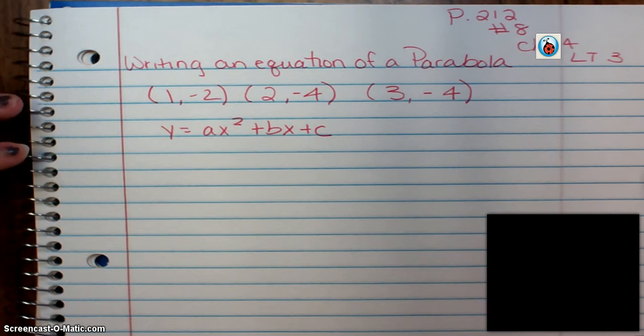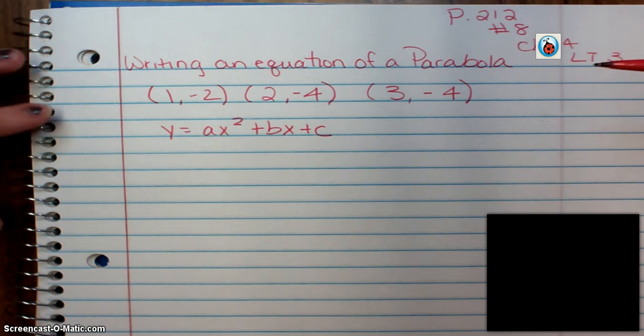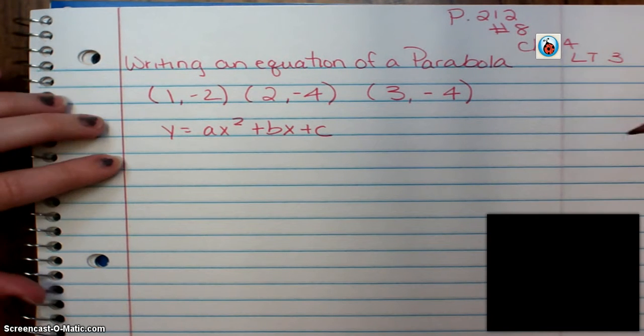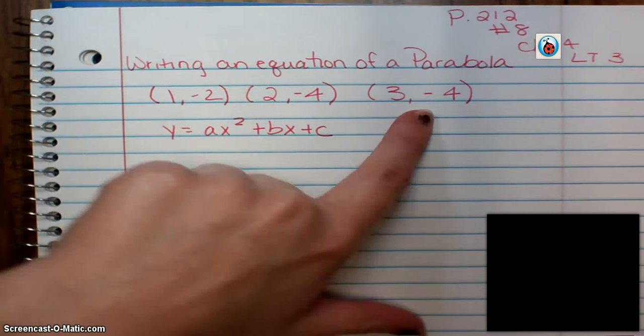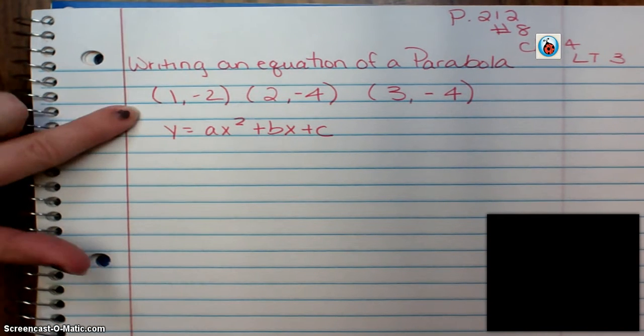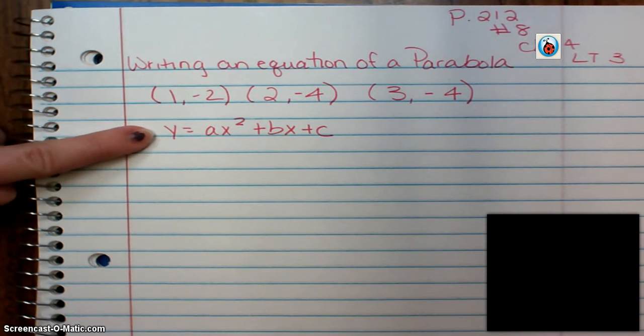This is Chapter 4, Learning Target 3, and the problem I did is problem 8 on page 212. This learning target is rewriting an equation of a parabola. So you start with the three given points in the parentheses, as at the top shows, and this is the equation that you're going to put them all into.